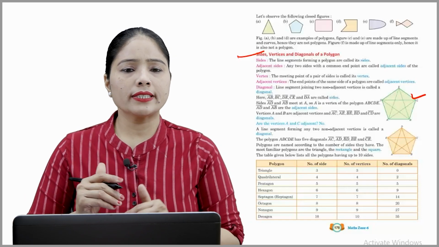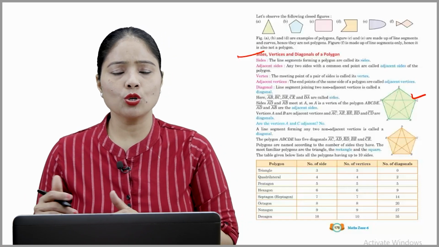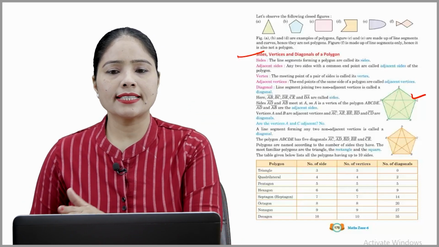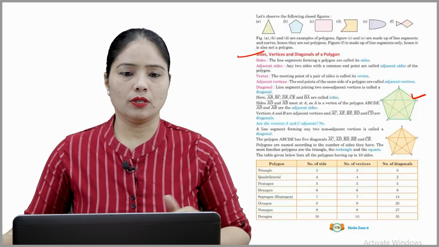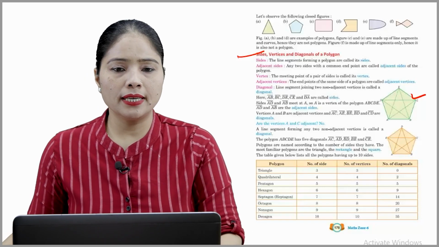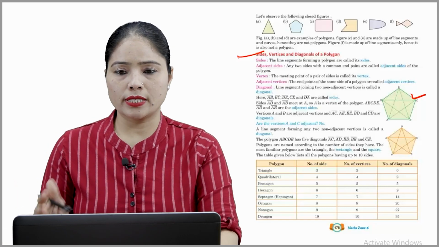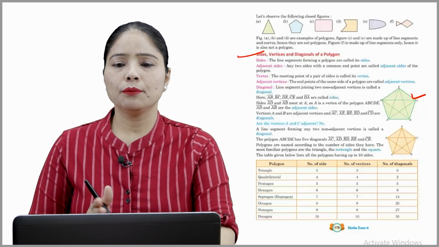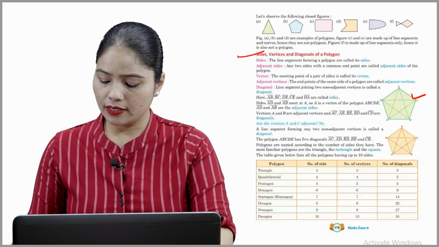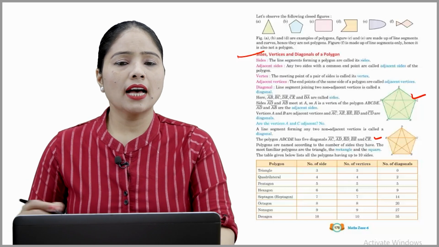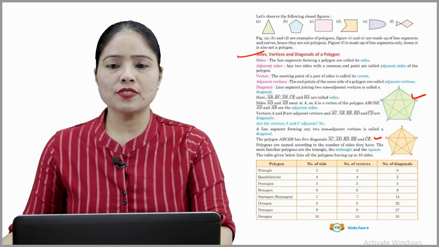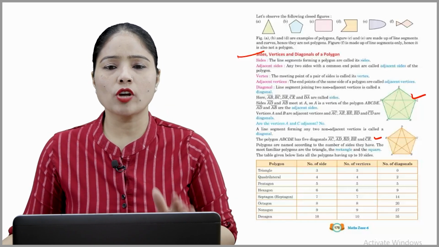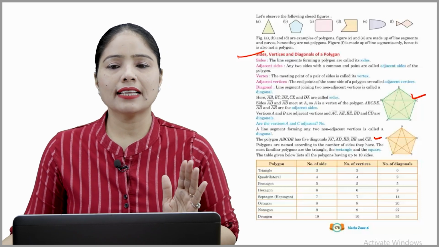So are the vertices A and C adjacent or no? No. A line segment joining any two non-adjacent vertices is called a diagonal. Okay, the polygon A, B, C, D, E has 5 diagonals. कौन-कौन से diagonals हैं? AC, AD, BD, BE and CE. Like that. Polygons are named according to the number of sides they have. The most familiar polygons are the triangle, the rectangle and the square.